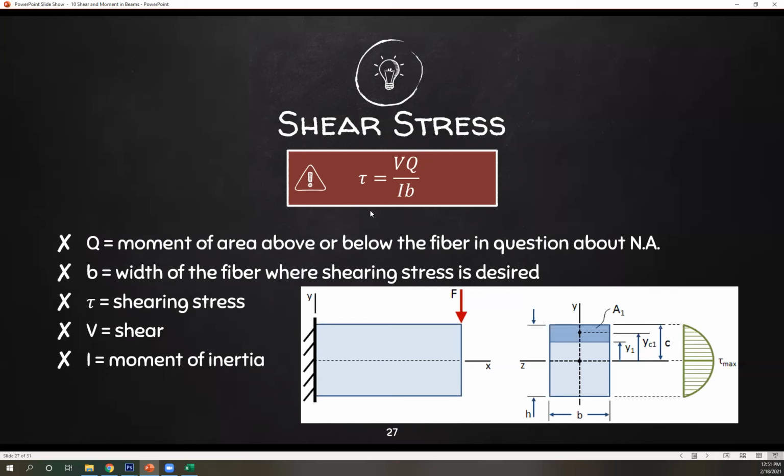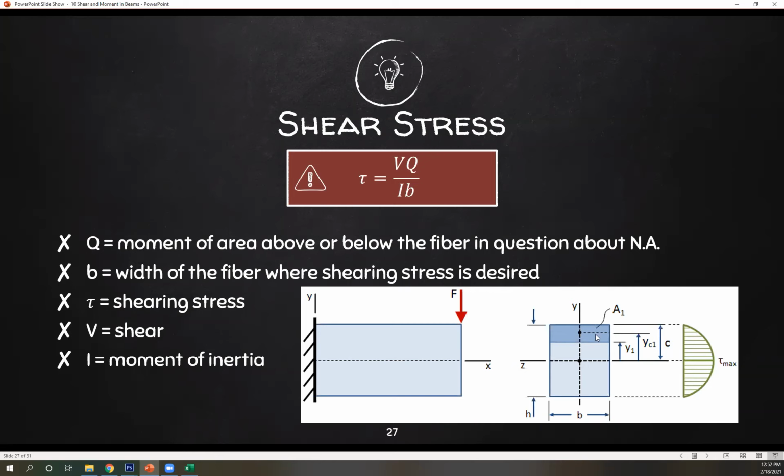Next, I is the moment of inertia, similar to your flexural stress. And then B is just the width of the fiber where shearing stress is desired. So for example, again, this is my fiber in question. B is just the width of that. Look here. This is your shear stress diagram for a cross section. This is a beam with a fixed end. What does this mean? It means that at the edges, at the surfaces of your beam, there's zero shear stress. Why? Because it's the surface. There's no shear stress on the surface of a beam or an object in general.